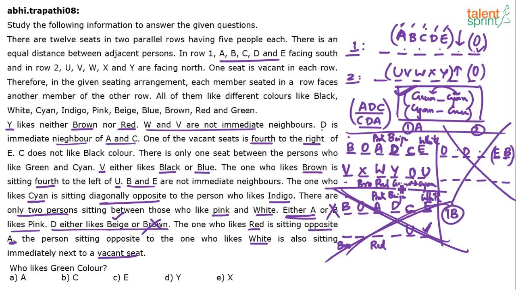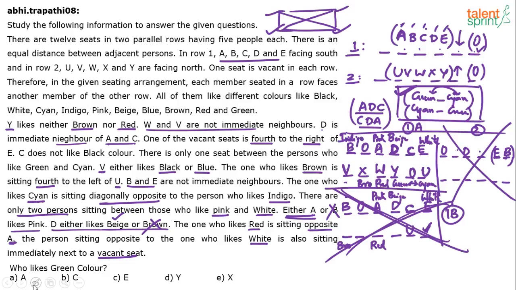Cyan cannot come for Y, because of diagonally opposite to Y. Diagonally opposite means what? Two ends of the corner, right? This is like a rectangle. Diagonally opposite are these two ends or these two ends. This with this or this with this. So cyan and where is that other color? Indigo, right? Yes, cyan and indigo are diagonally opposite. So cyan has to come here. Then B will become indigo.